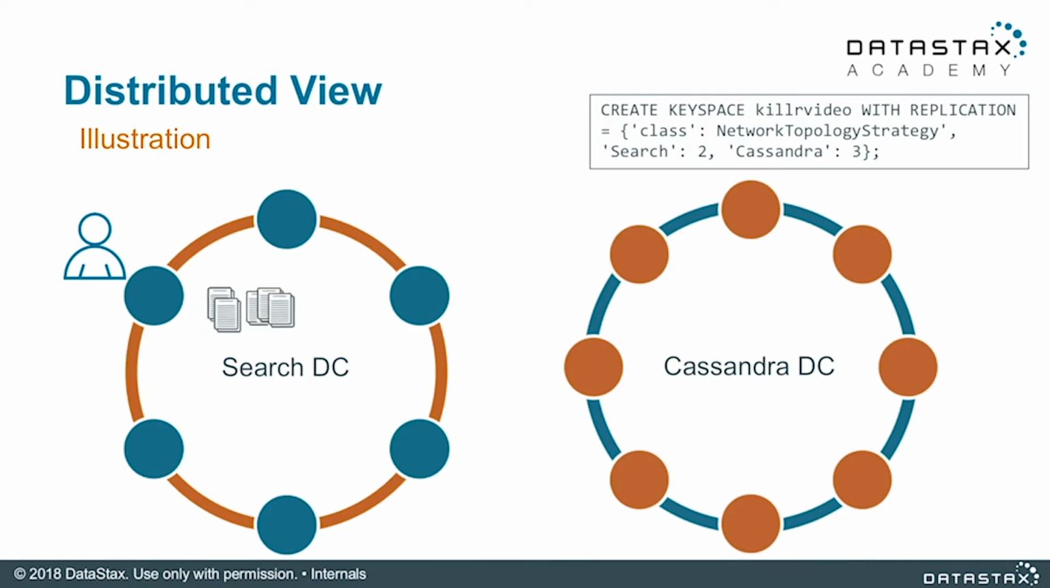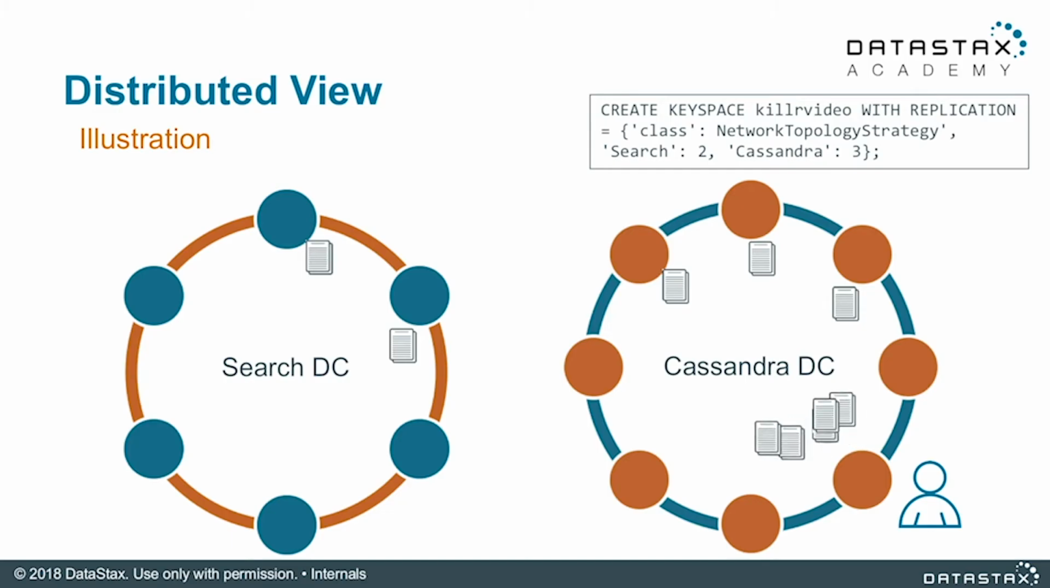Here, the write request is forwarded to 5 different nodes, 2 in the search data center and 3 in the Cassandra data center. It doesn't matter that the write request originated in the search data center. The data for the write request will still be forwarded to the corresponding replica nodes in both of the data centers. Likewise, you can also have a client send a write request to a node in the Cassandra data center. The writes will still be forwarded to the 5 nodes across both data centers.